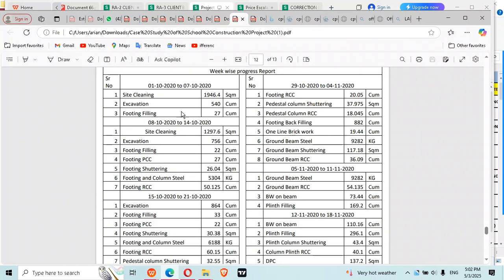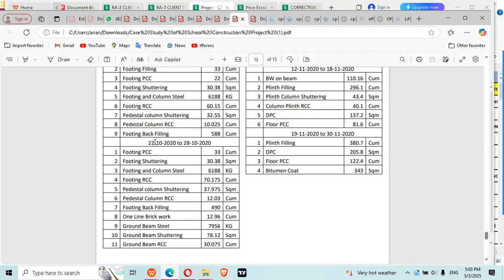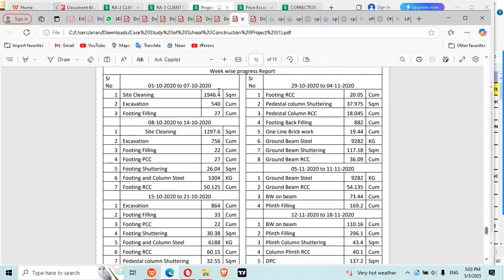So I am coming to the weekly report. I am searching for site cleaning. We have the quantity of site cleaning here in the first week. Do we have site cleaning somewhere else? Yes, we have site cleaning here. Do we have it somewhere else? No. So we should add these 2 values. So we have added them there.